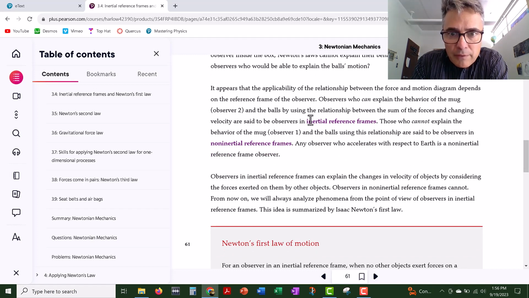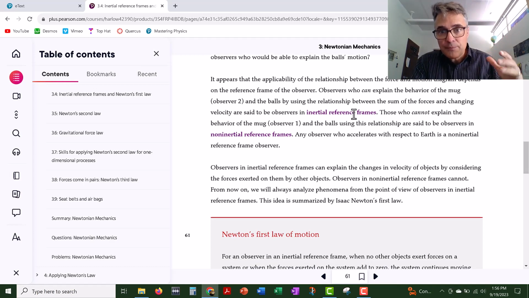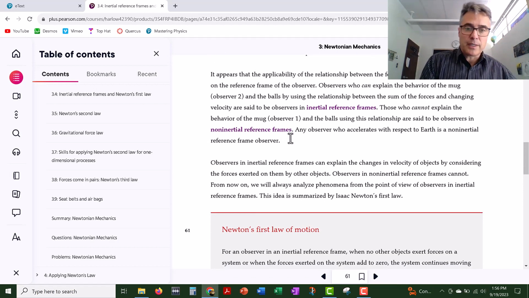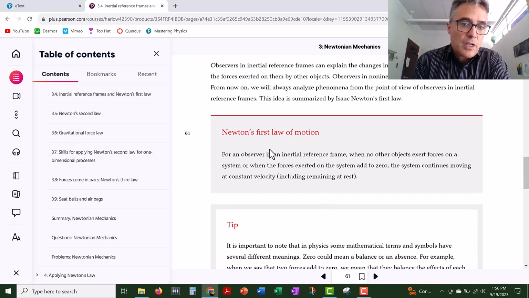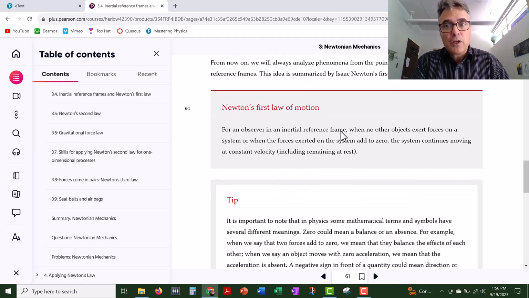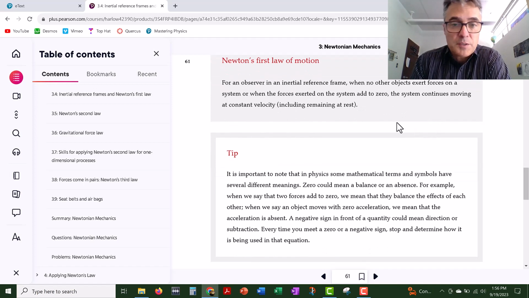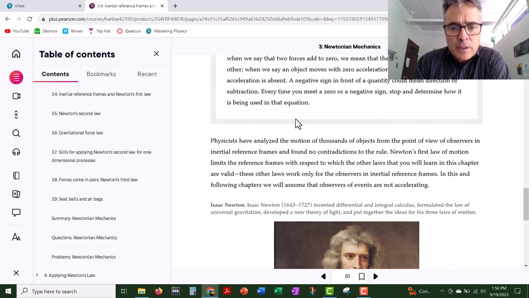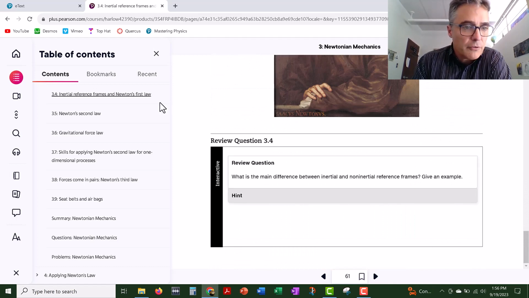There's a vocabulary. Inertial reference frames are ones moving at a constant velocity, and non-inertial reference frames are reference frames that are accelerating. And so Newton's first law of motion is that if you're in an inertial reference frame, when no objects exert forces on a system, or when the forces exerted on a system add to zero, the system will continue moving at a constant velocity. And a special case of that is it could remain at rest. There's a picture of Isaac Newton.